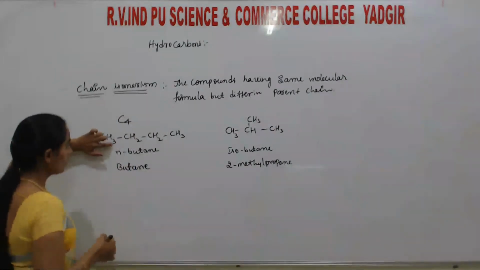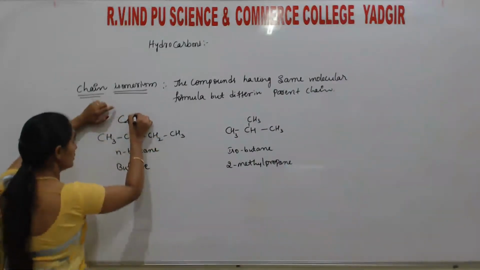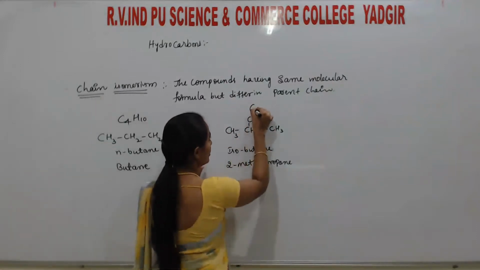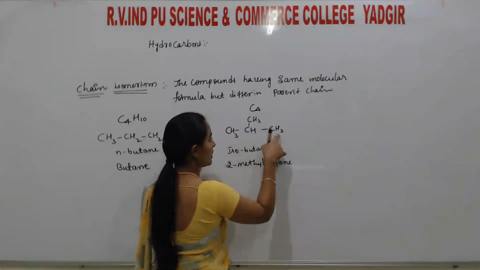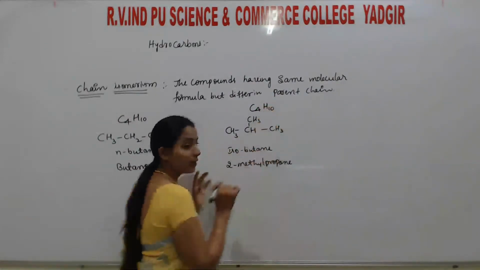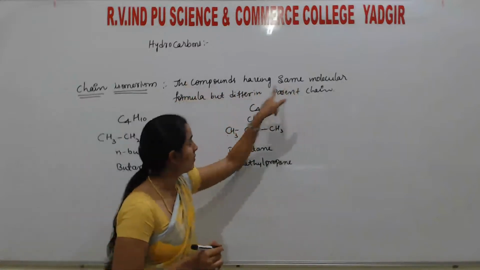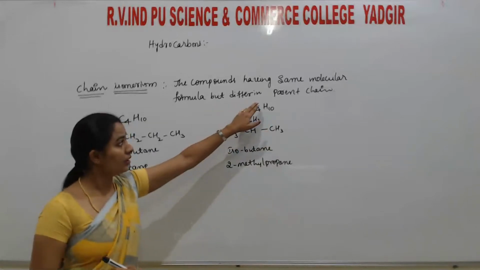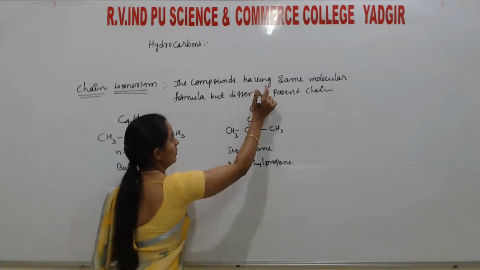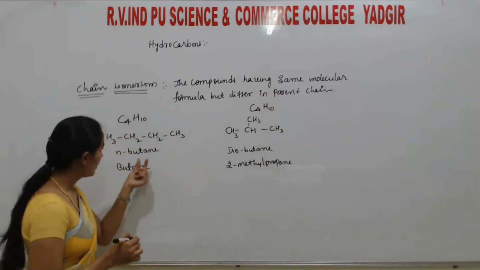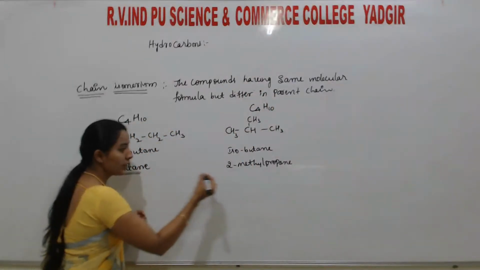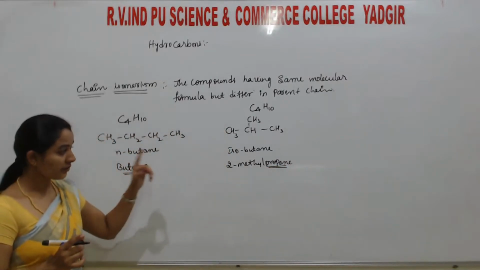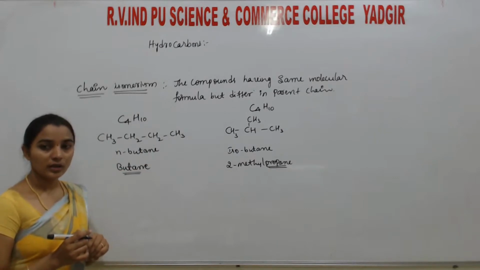C4, 3 plus 2, 5, 5. That is C4H10. Here also you count 1, 2, 3, 4 carbon atoms, C4, 3 plus 3, 6 plus 3, 9 plus 1, H10. In both cases, the compounds have the same molecular formula, C4H10. But differ in what? Differ in parent chain. Here the parent chain is butane, here the parent chain is propane. It is different. This is one example of chain isomerism.